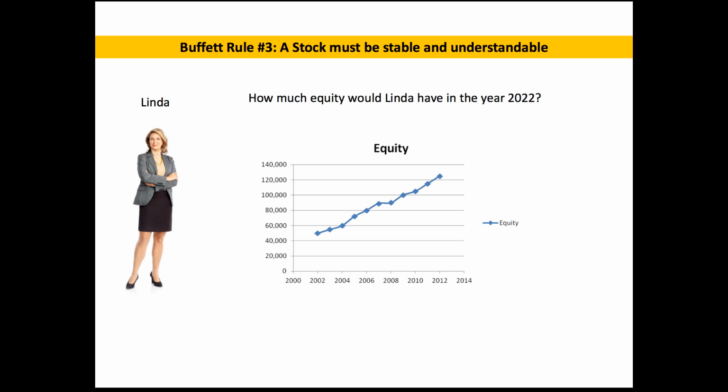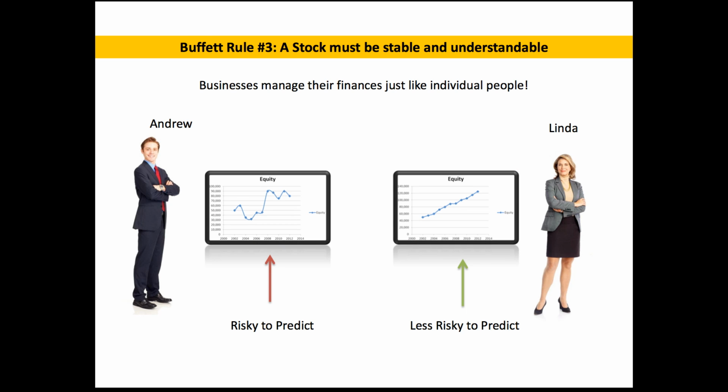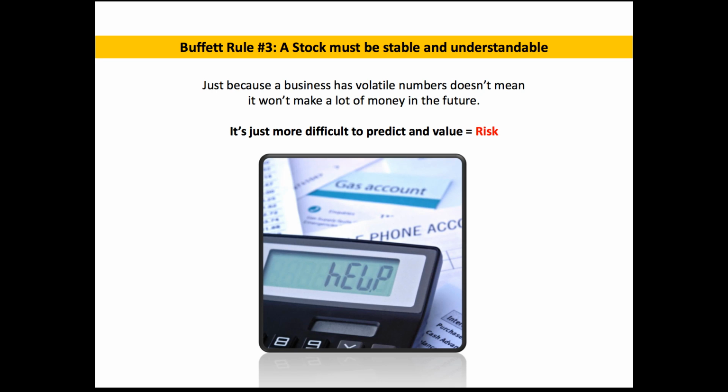As we look at these two people, the thing I want you to take away from this scenario is that businesses are managed just like individual people. The business that we want to find and invest in is one that is very steady, very predictable, because when we're trying to figure out the intrinsic value of a business, we're going to be adding up all the cash that we could take out of the business over a 10-year period. And it's very difficult to make that assessment when you have a business that moves like Andrew as opposed to a business that moves like Linda. Just because a business has volatile numbers doesn't mean it won't make a lot of money in the future.